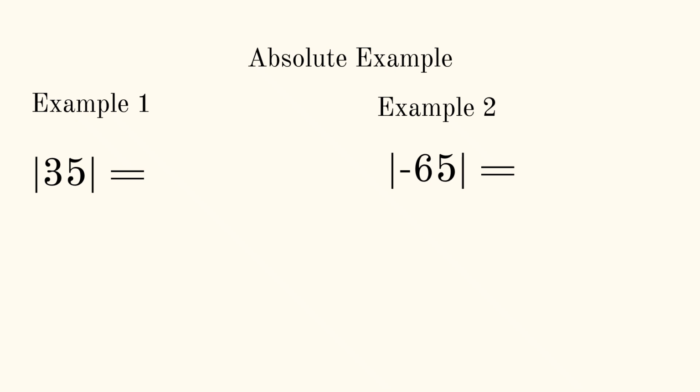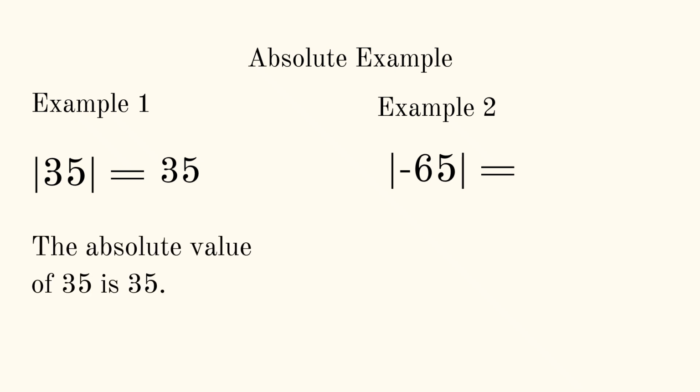So now we're going to go over some examples. Example 1. If we are looking for the absolute value of 35, we're trying to figure out how far it is from 0. So the absolute value of 35 is equal to 35. And to write this as a verbal expression, we're going to say the absolute value of 35 is 35.